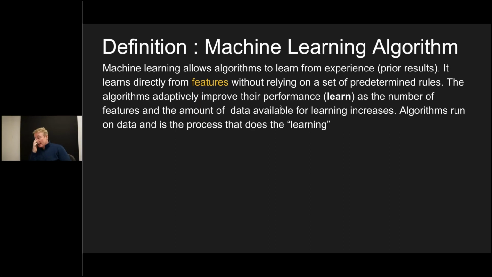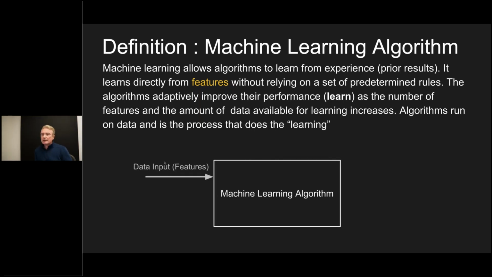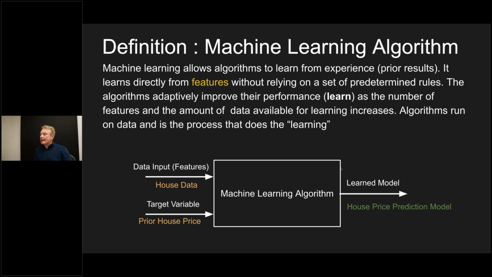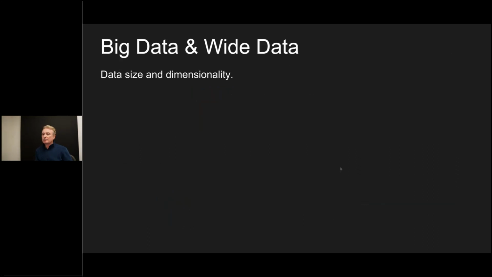So if you give me 10,000 house prices today, I'd build a model, a pretty good one. And then tomorrow, if you give me another 50,000, it will learn better, then another 100,000. So that's why data set size is so important to a lot of these models, especially deep learning. Looking at our machine learning model again, the data inputs are the features and the target variable. We input our features, we input our target variable, and we want to output a learned model. To do that, we put in the house data and the prior price, and we come out with a house price prediction model.